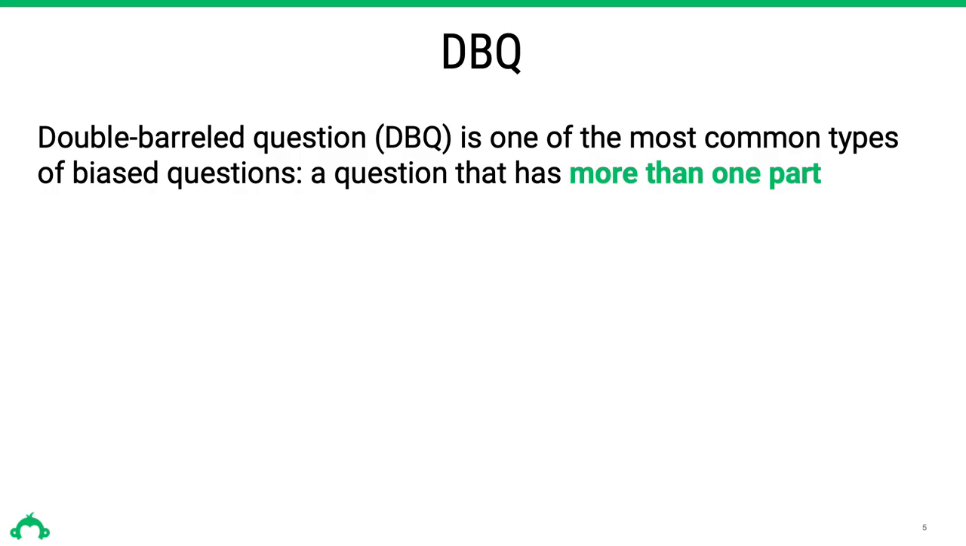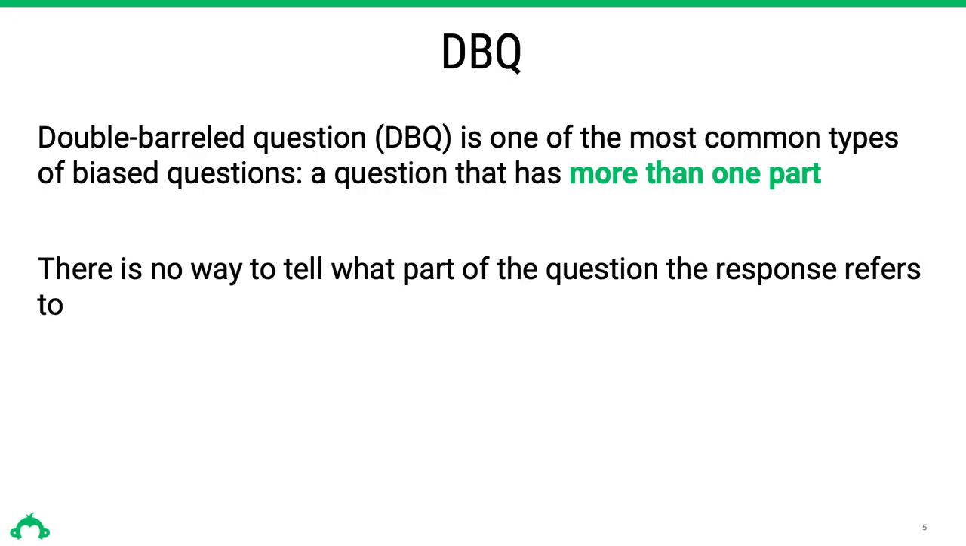Among all types of biased questions, double-barreled questions are one of the most common types. It is defined as a question that has more than one part. What it means is that there can be no way to tell which part of the question the response refers to, given that the answer option choices are simple enough that they do not indicate which part of the question they are referring to.